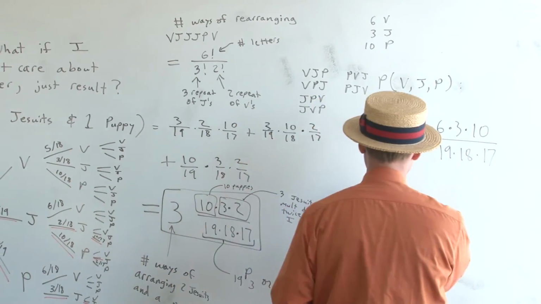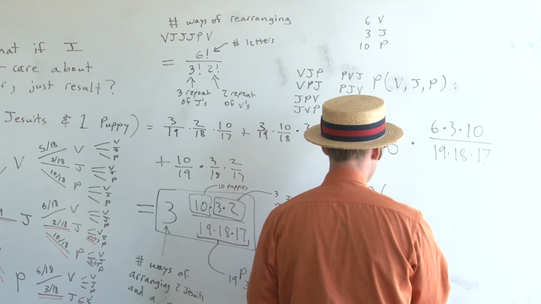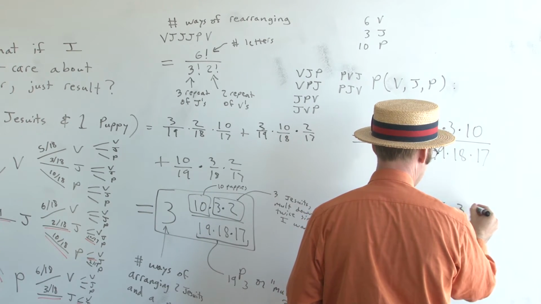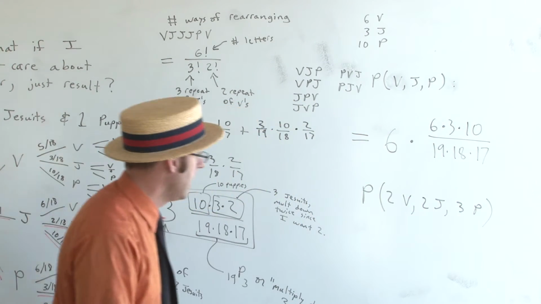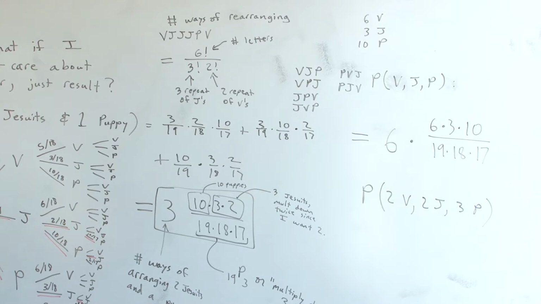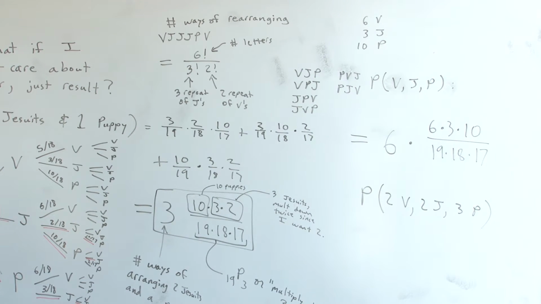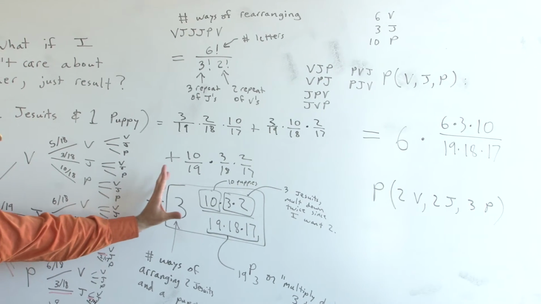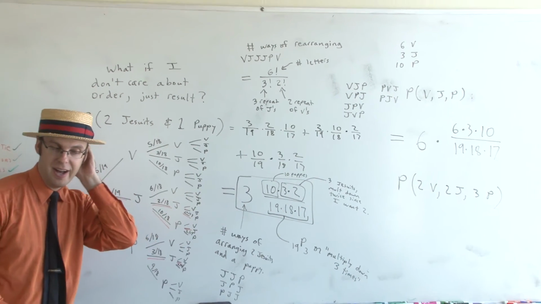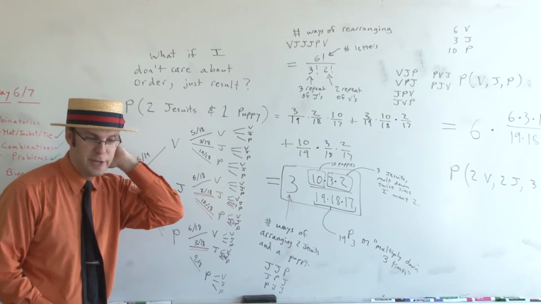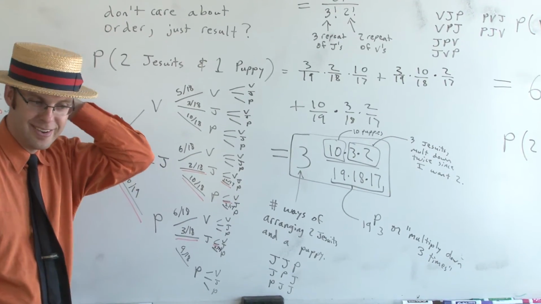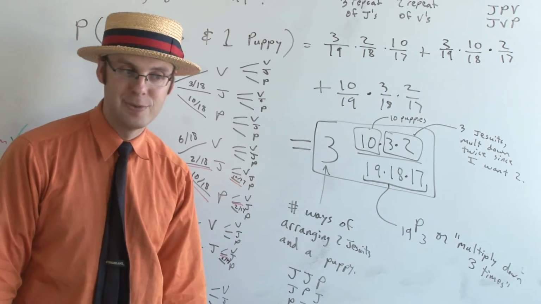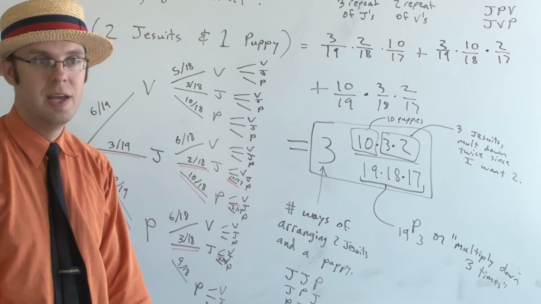So what I could theoretically do is find the probability of getting 2 vamps, 2 Jesuits, and 3 puppies after I pick 7 things. If I were to do this through the branching method, I would have 3 to the 7th branches to deal with. That is a few. 2,187. So yes, by the end I'd have 2,187 branches to deal with, which is more than we want to deal with.